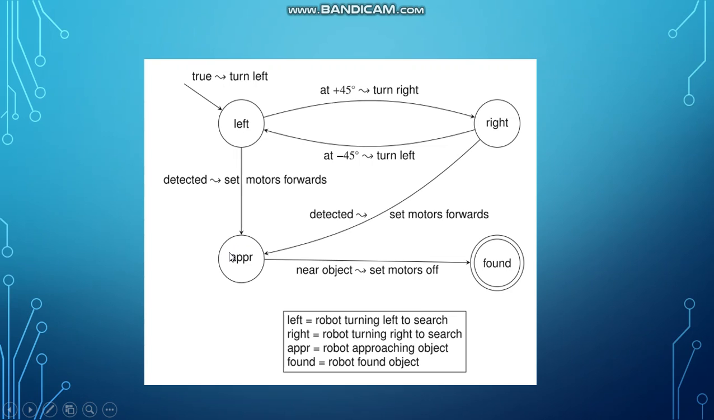But the search is not at an edge of the sector. There is no other event, so the transition to approach is taken. Second, the search is at an edge of the sector but an object is not detected. In this case, the transition from left to right or from right to left is taken.